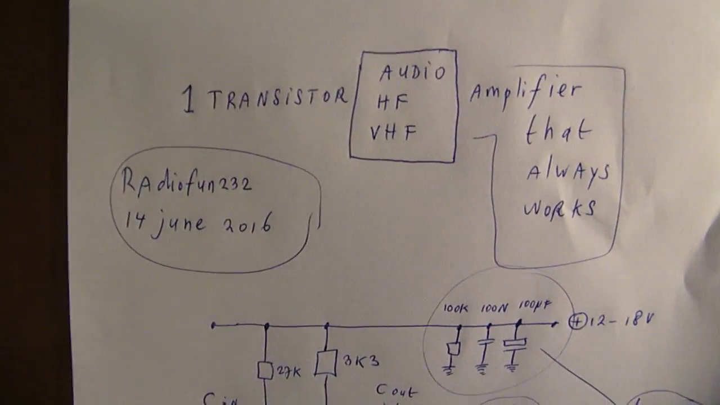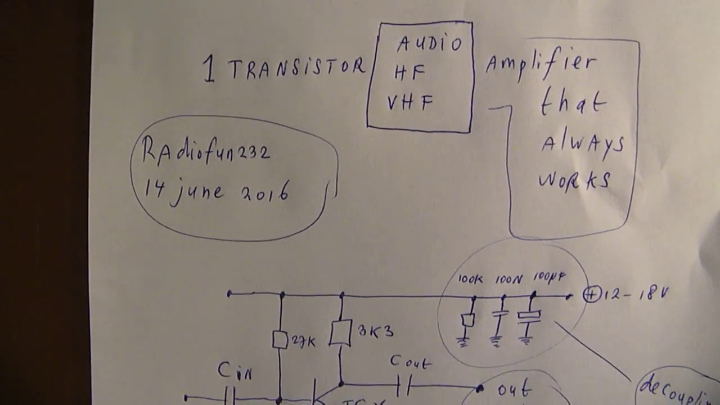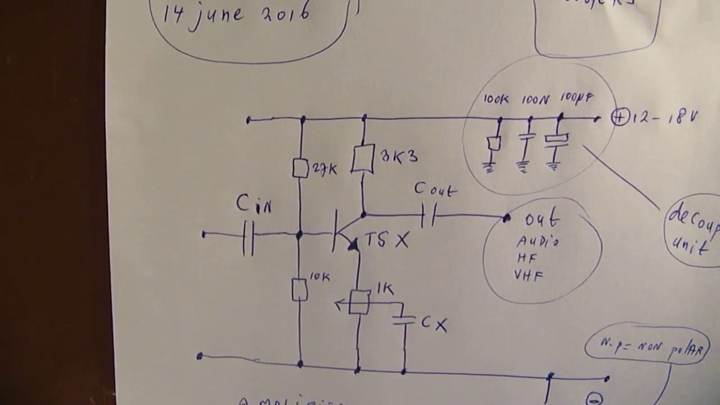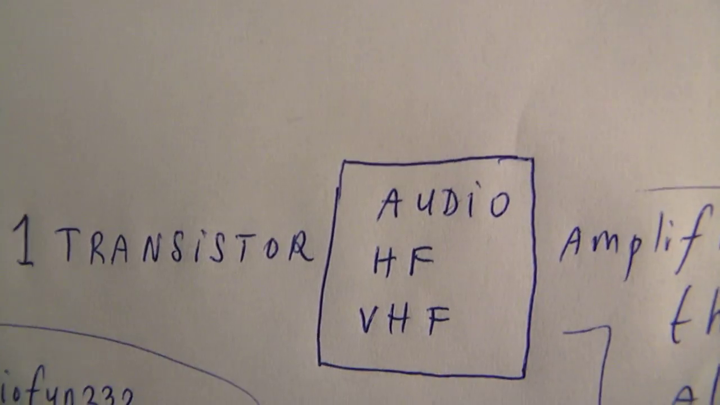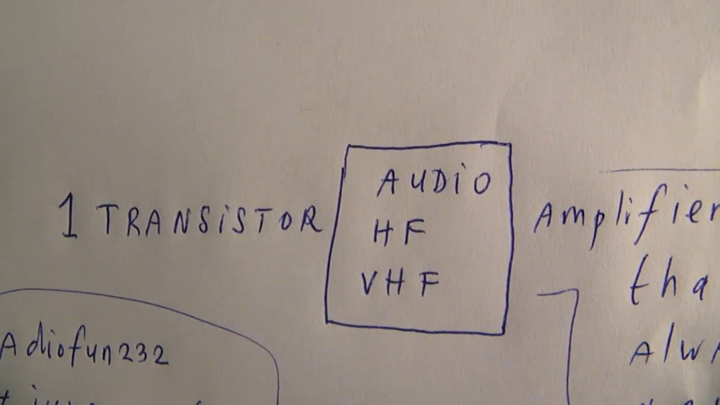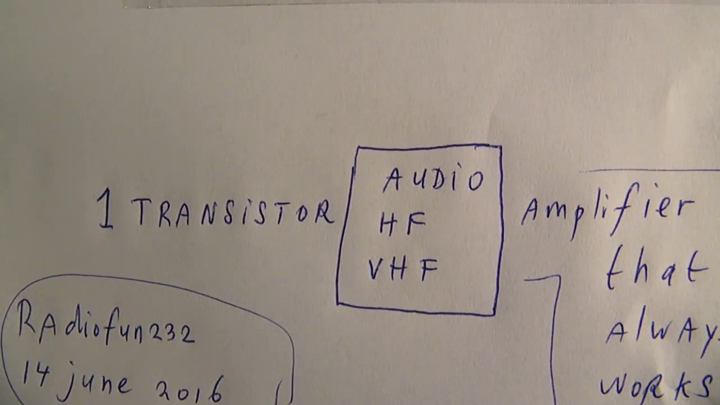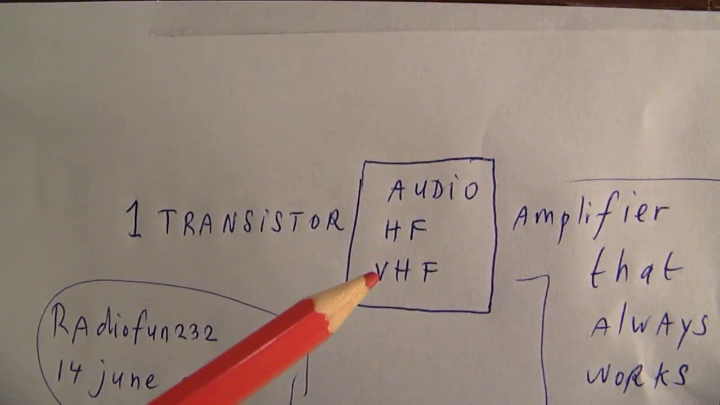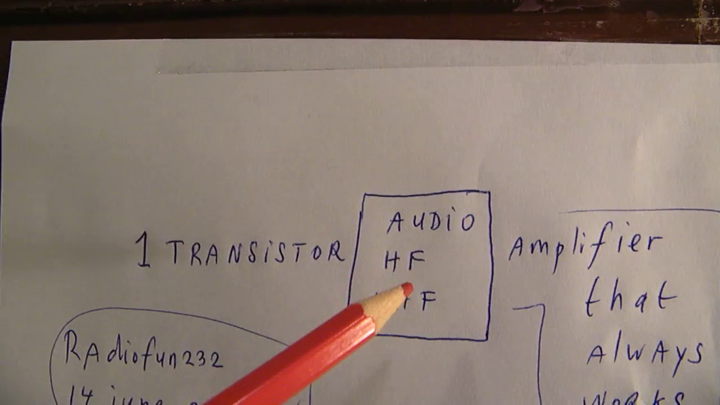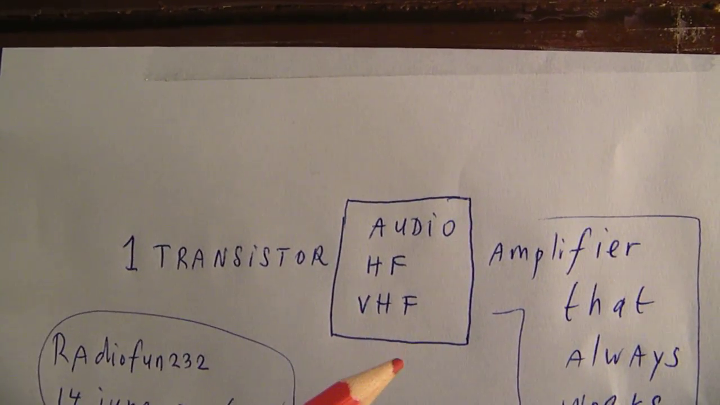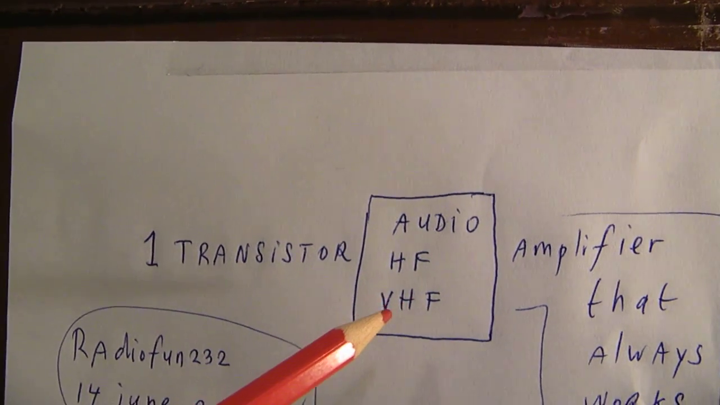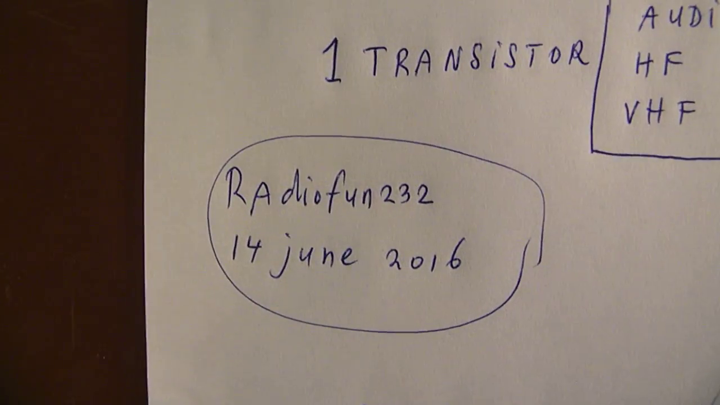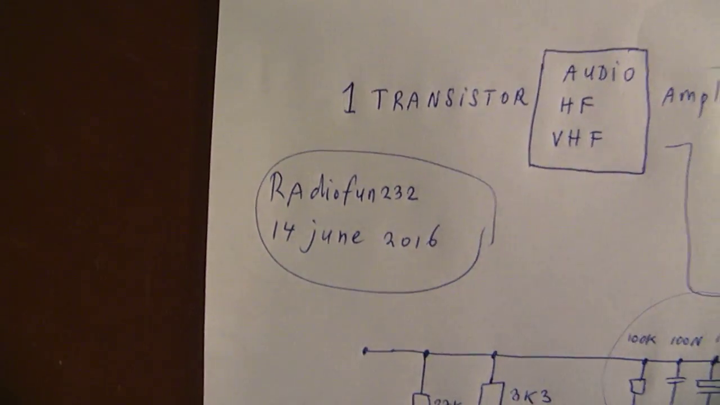Often you need a one transistor amplifier, and that has to amplify in the audio range or the high frequency range or the VHF range, very high frequency range. Of course you need in that case special transistors that have the properties to amplify in the high frequency or VHF range. But this circuit is a circuit that always works.